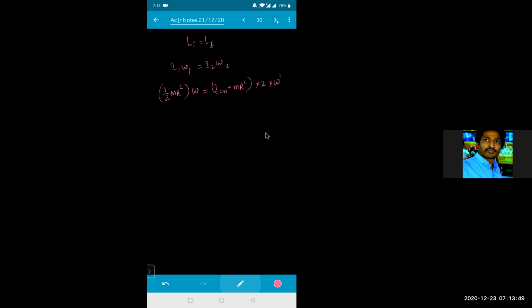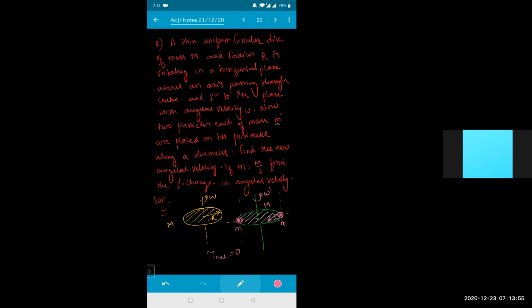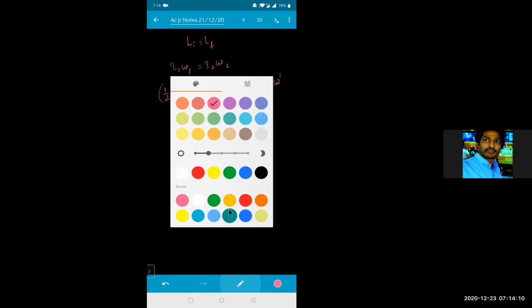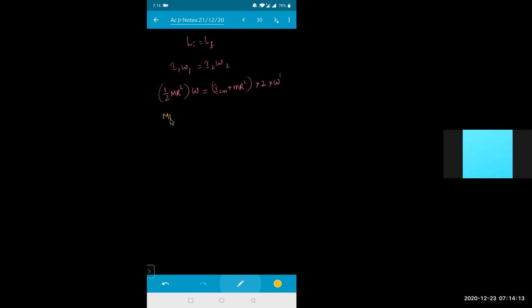Do you understand? See, there are two masses on the perimeter. That's why we are taking two masses, because you know the moment of inertia passing through the center of mass, and we are applying the parallel axis theorem for this particle and this particle. Whatever you get for one, you multiply by two, and you will get the two moments of inertia. So I can write here: M R square divided by 2 into omega is equal to ICM, which is M R square divided by 2, plus small m R square, into 2 into omega dash, isn't it?